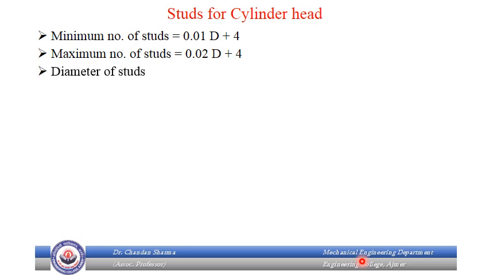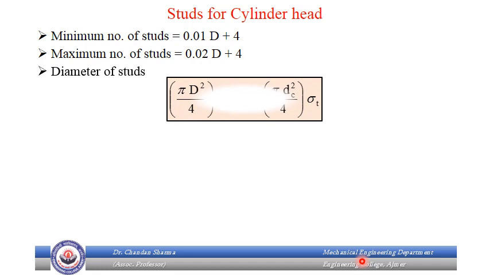This is found by using this formula. Pi d square by 4 into P max is the gas force, and pi d c square upon 4 into sigma T, over Z, into Z, this gives resisting force. This is the gas force, this is resisting force. Equating these two, we can find dc.